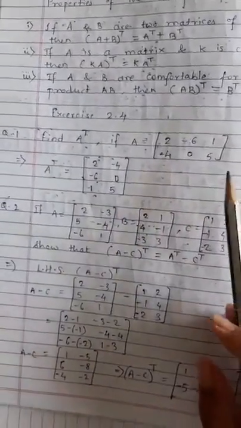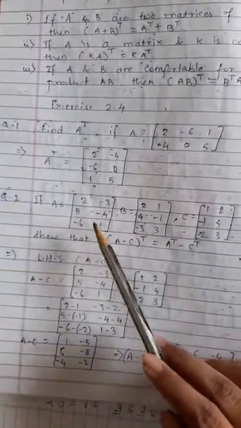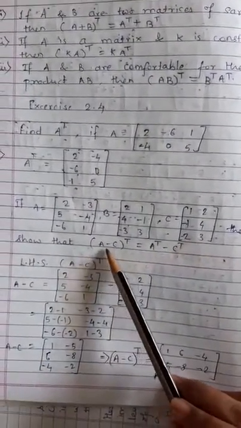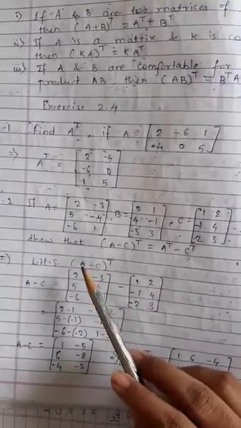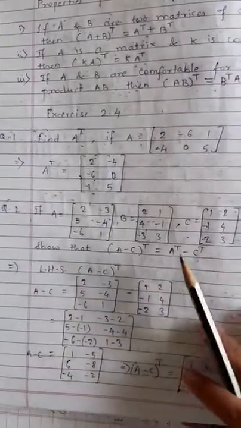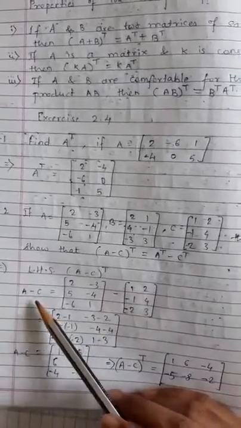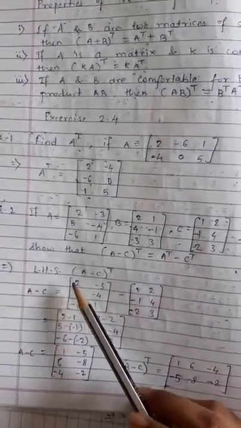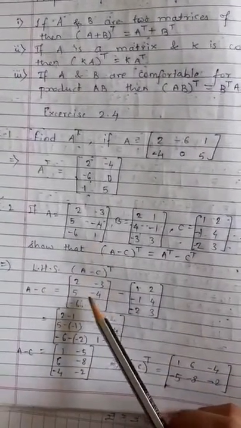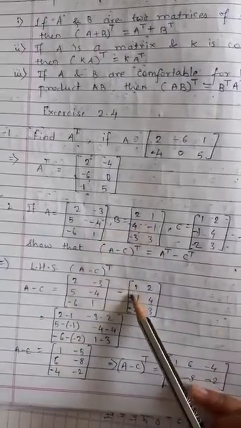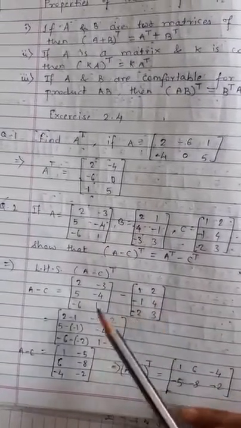Okay. Next question: if A is this matrix, B is this matrix, C is this matrix, then show that (A minus C) transpose is equal to A transpose minus C transpose. While solving this question, we will first take the LHS, (A minus C) transpose. So first we will find A minus C. So this A matrix, 2, minus 3, 5, minus 4, minus 6, 1, and this C matrix, 1, 2, minus 1, 4, minus 2, 3.